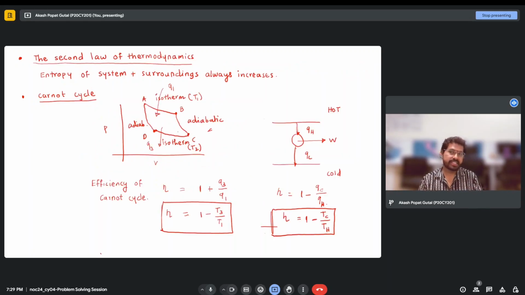And we introduced the second law of thermodynamics, the entropy of the system. We define the entropy of the system and the entropy of the surrounding, and we reached the conclusion that system plus surrounding entropy must always increase. Then we define the most efficient cycle, given by Carnot, which is the Carnot cycle.